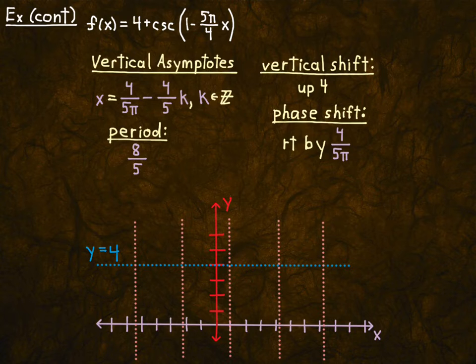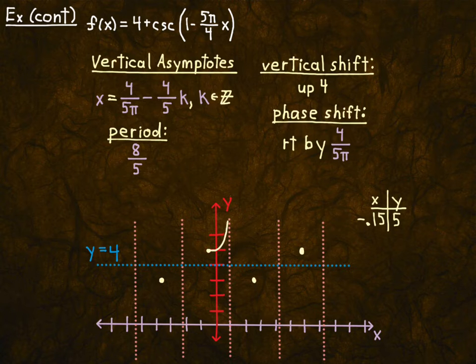Okay, I have to write in the asymptotes, which were at 4 over 5π minus 4/5 k. I just put in 0 for k, so that gives me 4 over 5π. And then I just put in 1 for k and 2 for k and minus 1 for k and so on in the calculator and figured out where those were. And that's how I got those vertical lines, okay? It's not magic. Of course, they should be evenly spaced if you do it correctly.